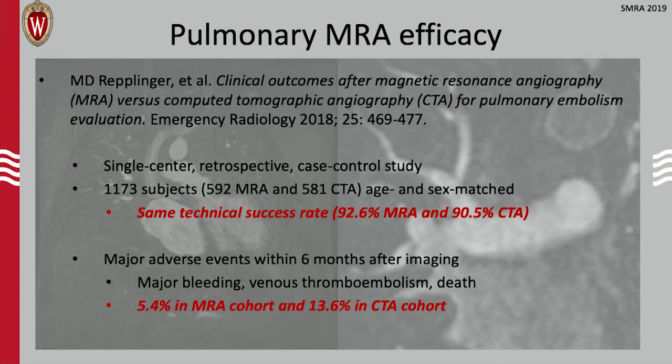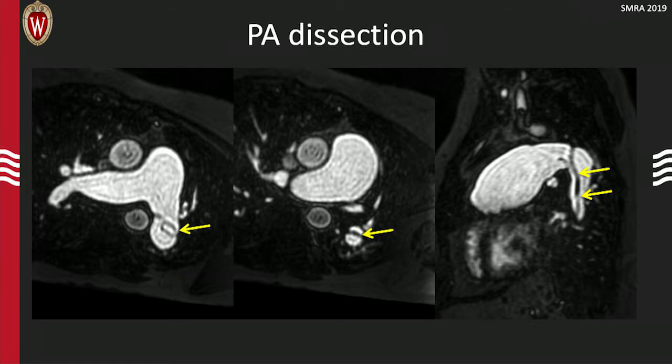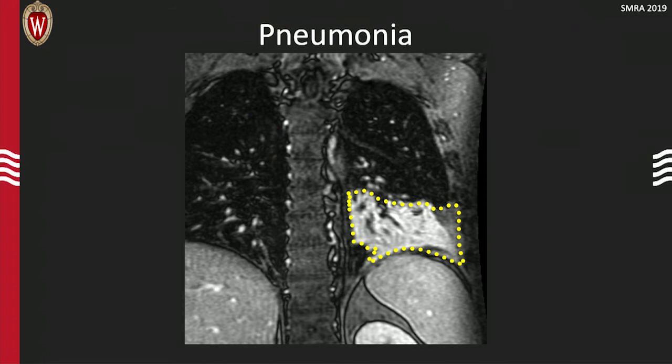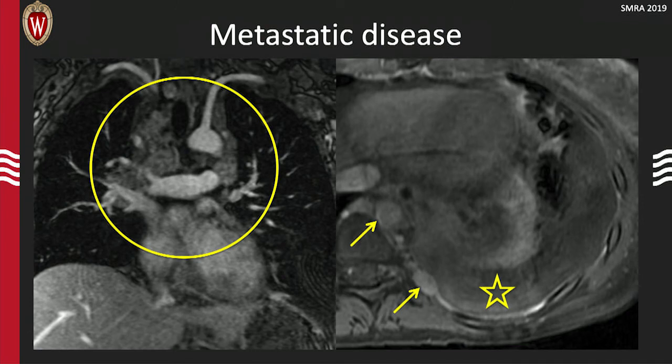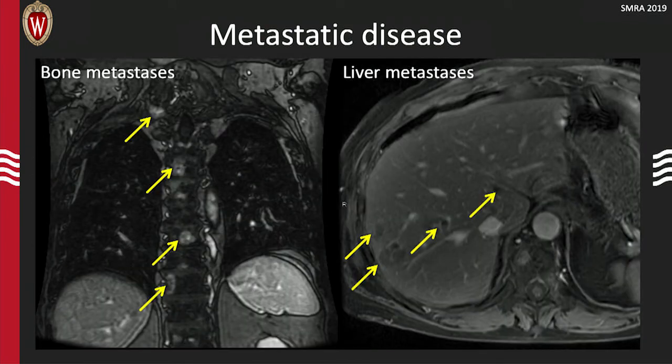But more importantly, and if you look at outcomes in these patients, we are not missing any clinically significant PE, and the patients who are imaged with MRA actually suffer fewer complications, probably because we're not anticoagulating patients that don't need to be anticoagulated. We can also detect other diagnoses, like pulmonary dissections, pneumonias, rib fractures, lung cancers, metastatic disease, more metastatic disease. And so you're not going to miss the important stuff that we typically detect with CT.